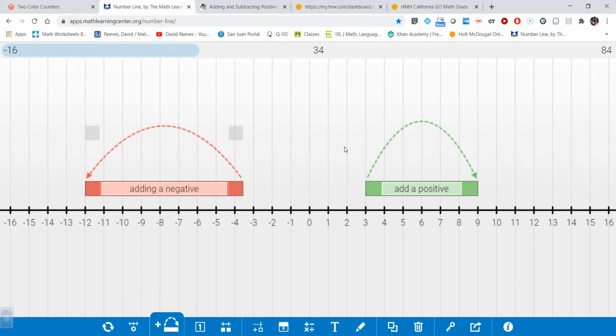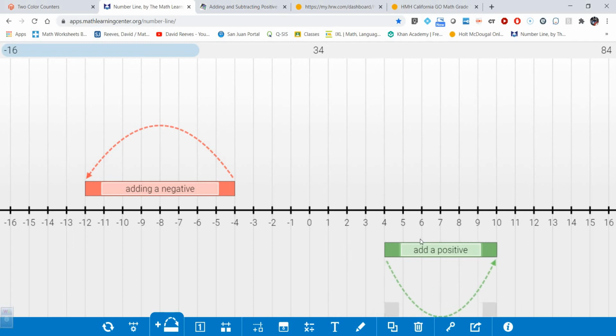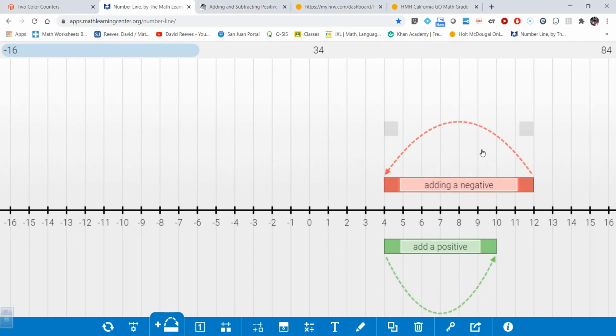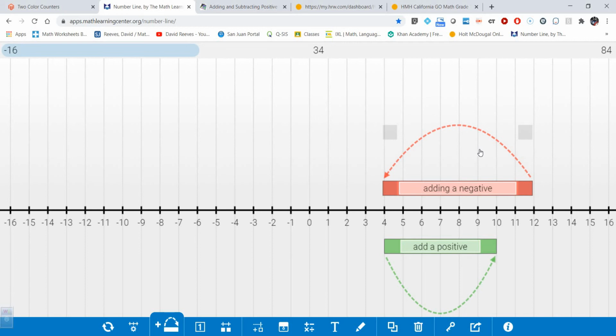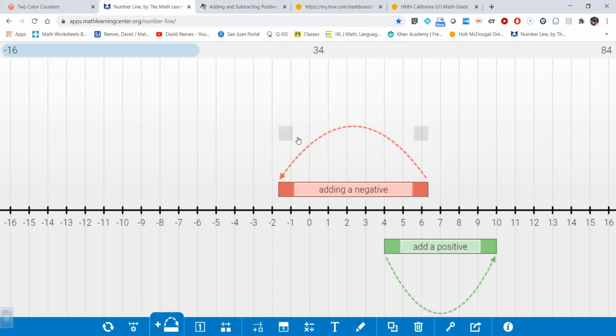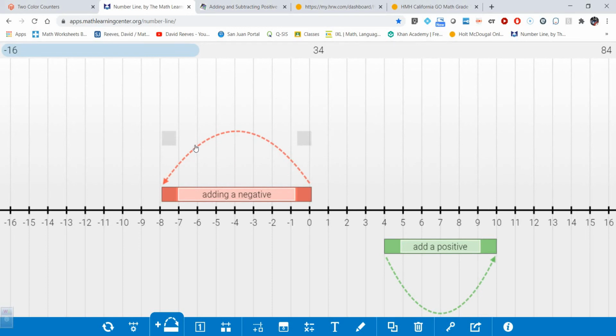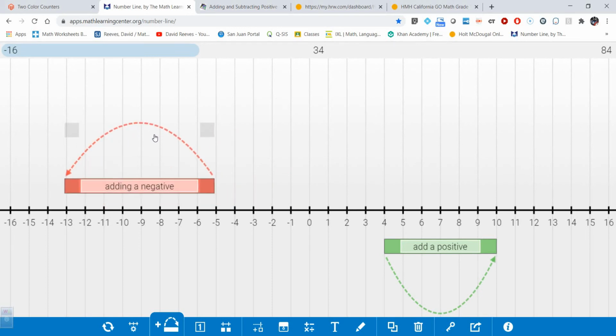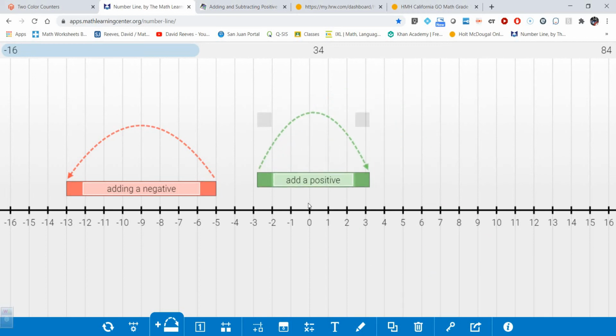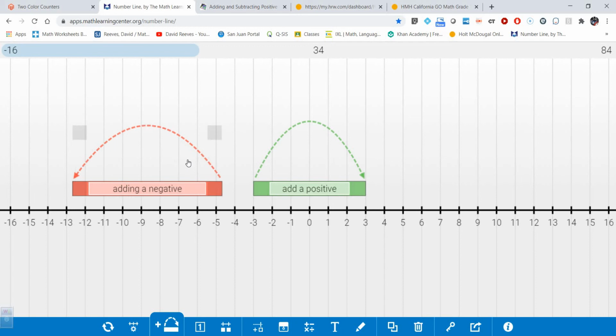And again, it does not matter. Let me move this one out of the way. It doesn't matter what number you start with. I'm starting at a positive 12, and I'm going back 1, 2, 3, 4, 5, 6, 7, 8. Doesn't matter if I start with a positive, doesn't matter if I start with 0, doesn't matter if I start with a negative. Just this idea that adding a negative moves you to the left, whereas adding a positive moves you to the right. So that is addition on the number line.